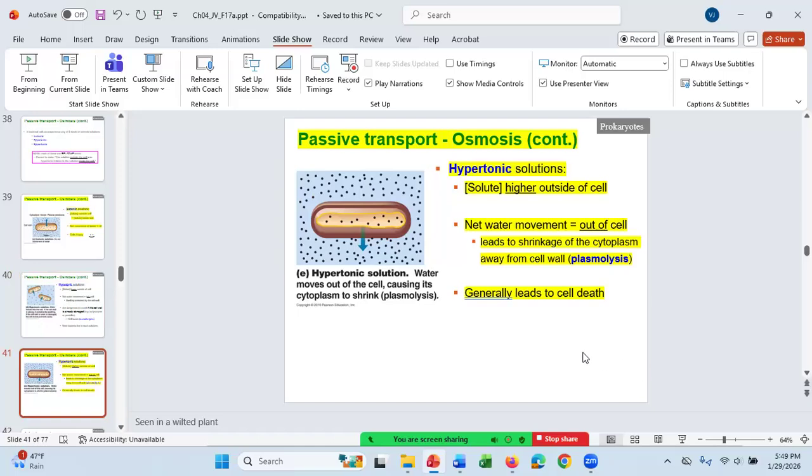All right, the third tonicity is a hypertonic solution where there is a higher concentration of solutes outside the cell than inside the cell. That means there's more water inside the cell than outside the cell, and water will leave the cell by osmosis. That will cause shrinking of the plasma membrane away from the cell wall. We call that plasmolysis because the cell generally will die in a hypertonic solution.